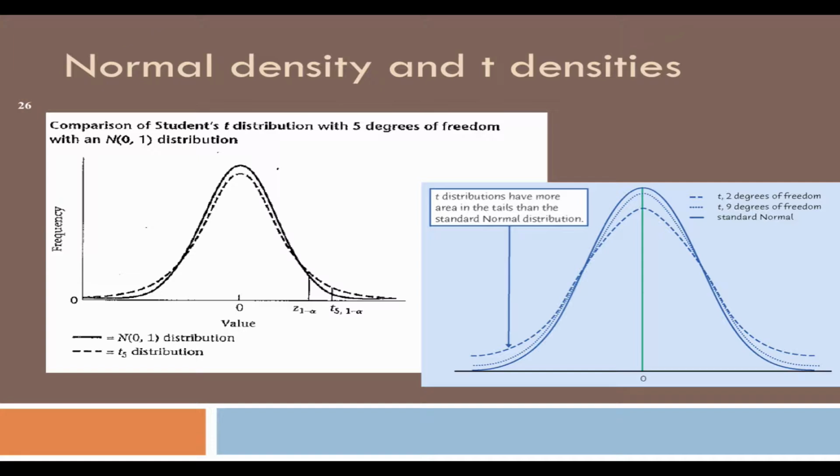And then in this plot, we examine different t distributions with different degrees of freedom. Again, the solid line is normal distribution. Then this long dash curve is t distribution with 2 degrees of freedom, and this short dash curve is t distribution with 9 degrees of freedom. You can see the trend: with the increasing number of degrees of freedom, the t distribution curve looks more and more similar to a normal distribution.